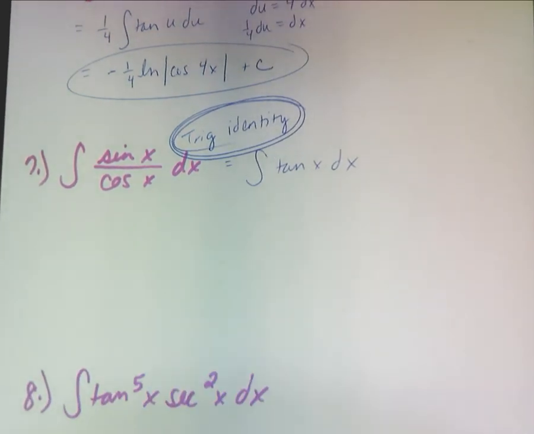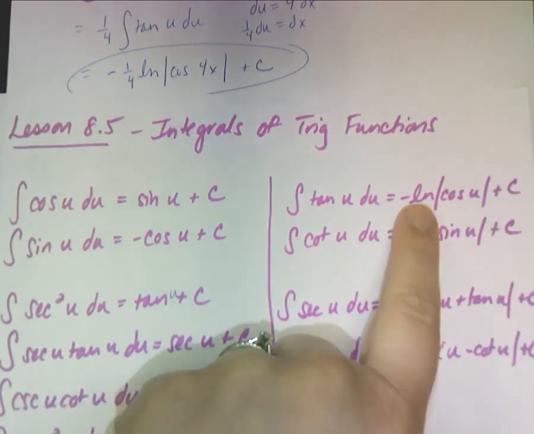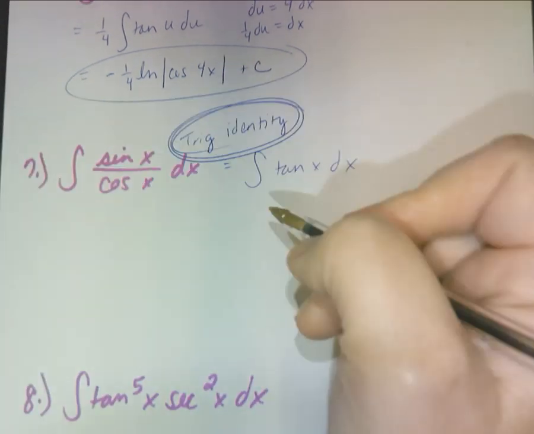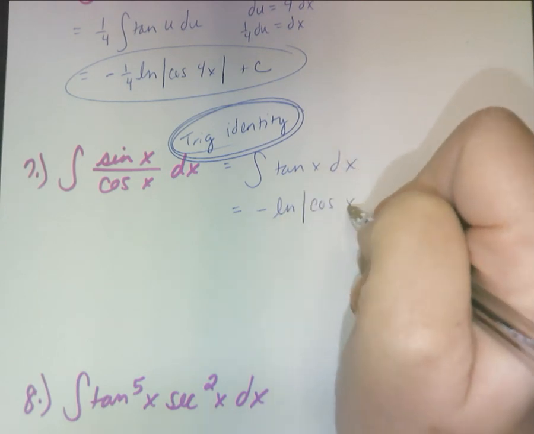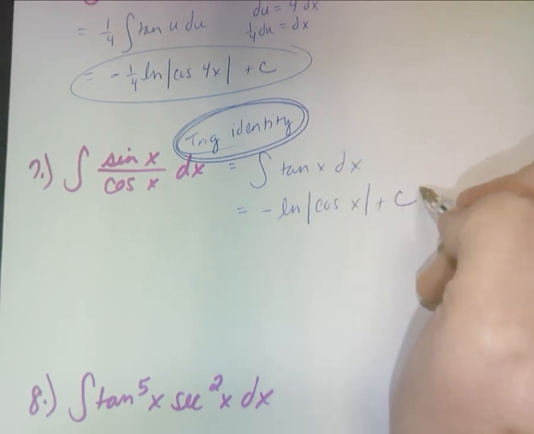So we found our trig identity. It's just the integral of tan. What's the integral of tan? Well, that's that negative ln cosine u. So it would just be negative ln cosine x plus c.